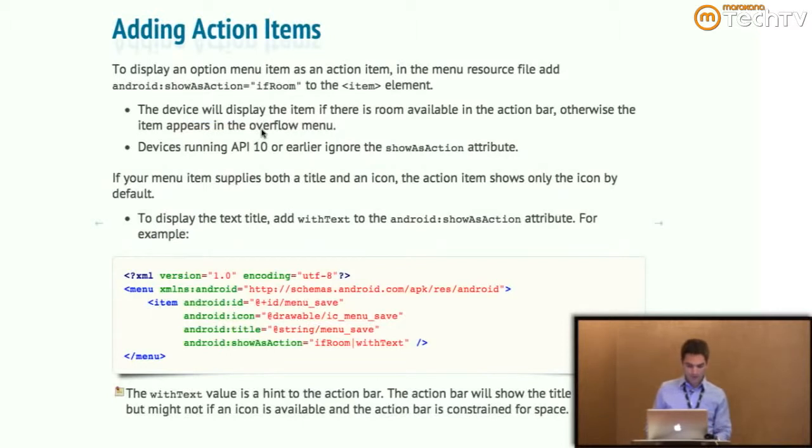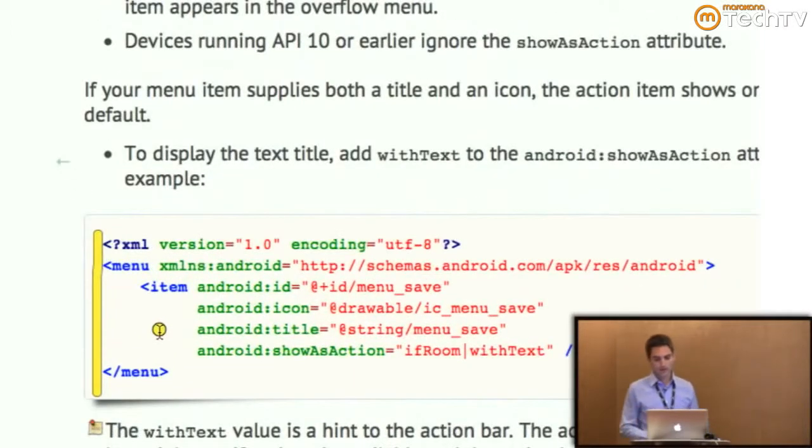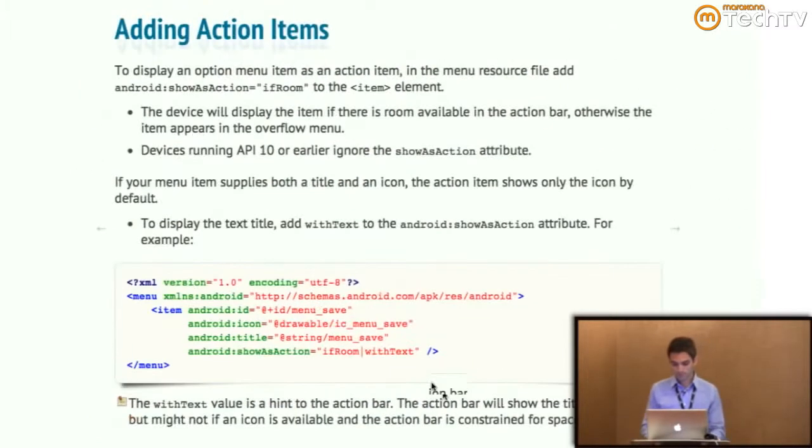To add action items, just to give you a flavor for it, it's basically just a little bit of XML. So if I want to add an action to save something, I would say I want to have an item that has a certain ID, icon, title, and show if there's room with text. So that's basically going to add a little button there. So it's a couple of lines of XML code to add a button, right?